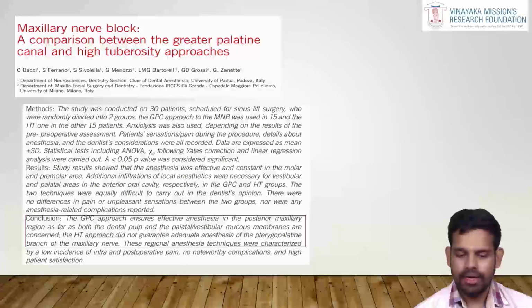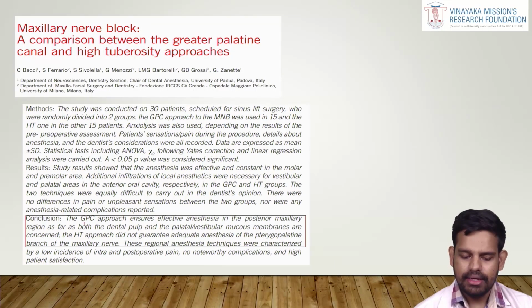The maxillary nerve block, a comparison between the greater palatine canal and the tuberosity approach. The two techniques we discussed for anesthetizing the maxillary nerve, we come across this study where they have compared both the greater palatine canal and the tuberosity approach. This shows that the greater palatine canal approach ensures effective anesthesia in the posterior maxillary region as far as both the dental pulp and the palatal vestibular mucous membrane are concerned. The tuberosity approach did not guarantee adequate anesthesia of the pterygopalatine branch of the maxillary nerve.